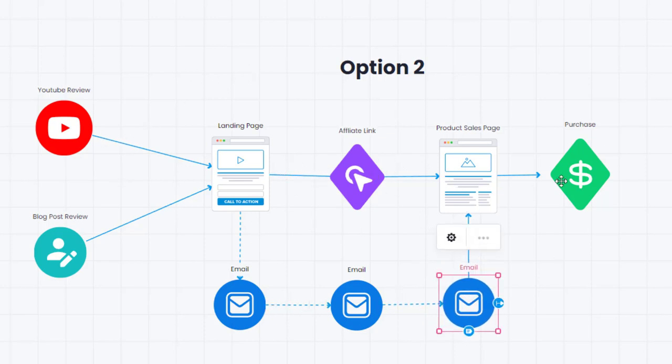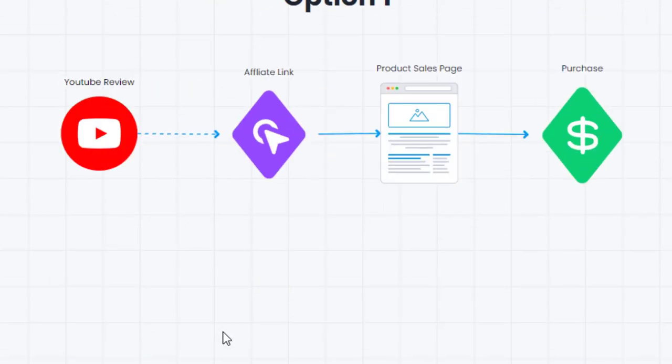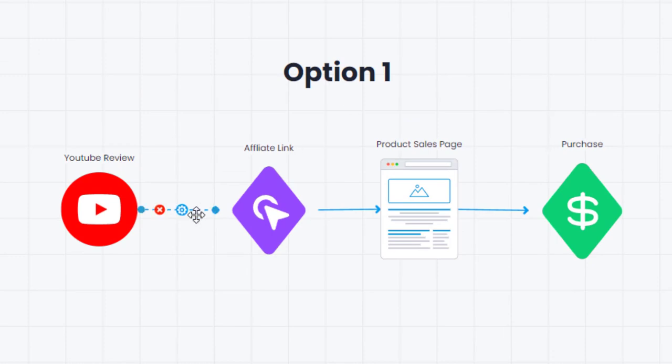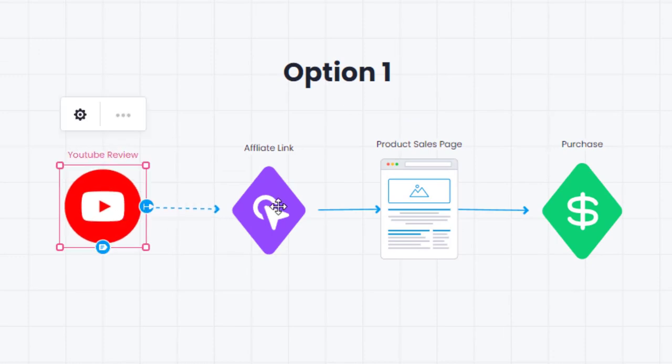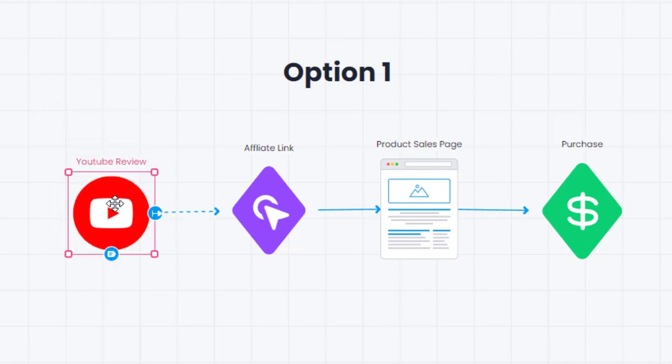Now this is the more advanced and more powerful way to do this, but if you're just starting out and you're a beginner, just concentrate on doing a YouTube video, having that link in the description and a product sales page. Now I'm going to give you a couple of examples of this.